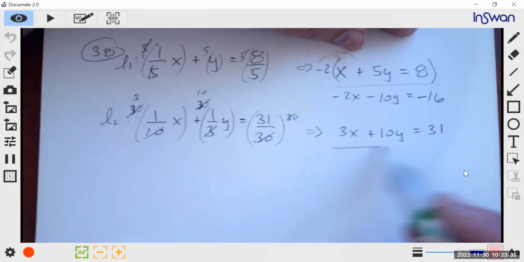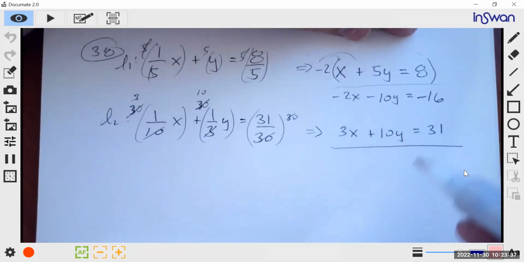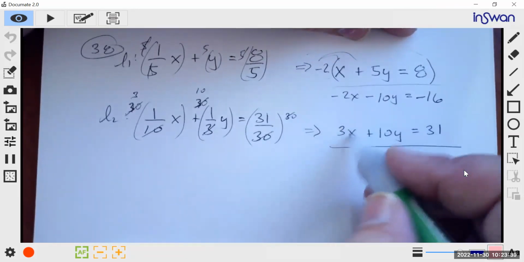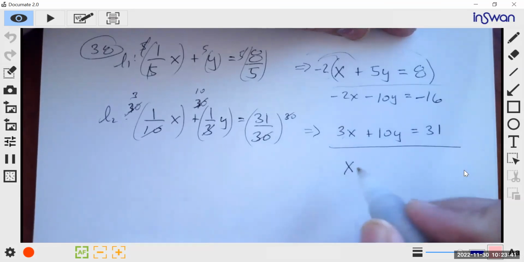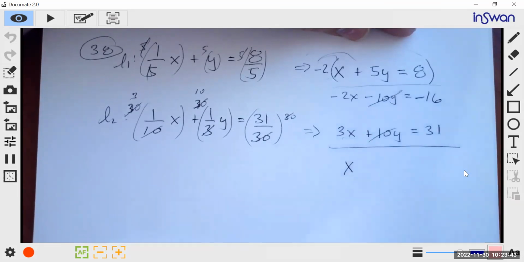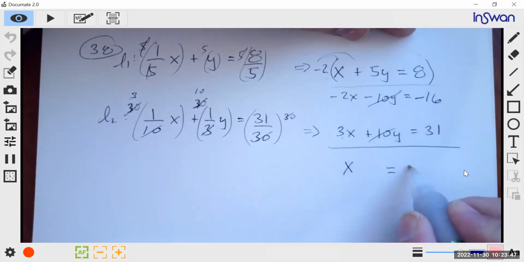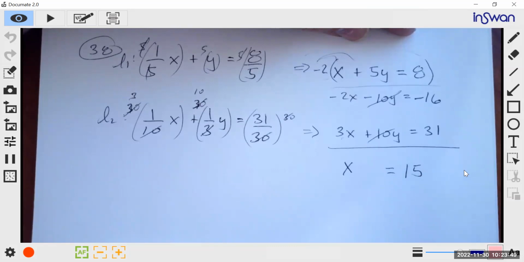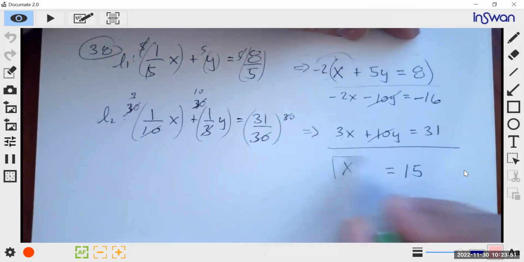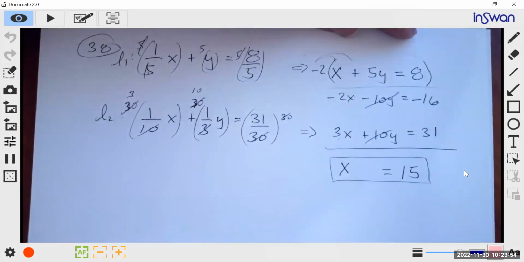So now if I add these two lines together, -2 plus 3 is just 1. The y's cancel. 31 minus 16 is 15. So the x value is 15.